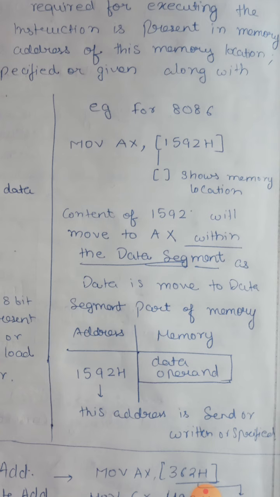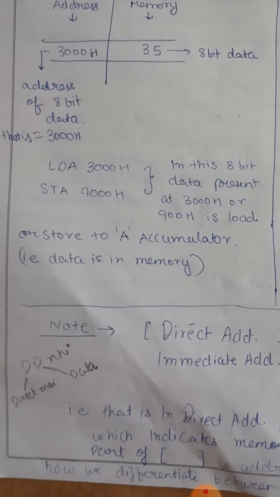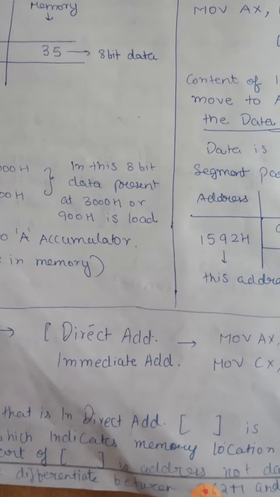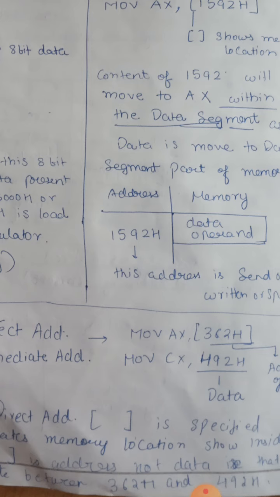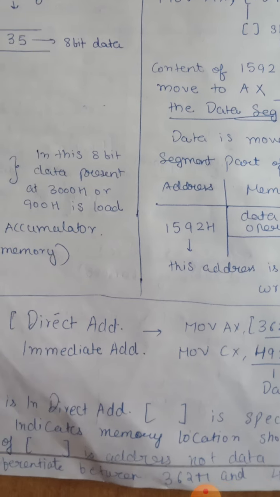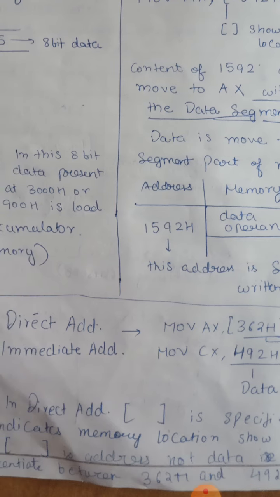Data is always moved to data segment and address is moved to address segment. Okay, it is just a common thing. Note one thing I want to make clear: direct addressing is MOV CX, [3625], which is the way we specify the instruction, and immediate addressing is MOV CX, 492H. This is the difference between direct and immediate addressing.